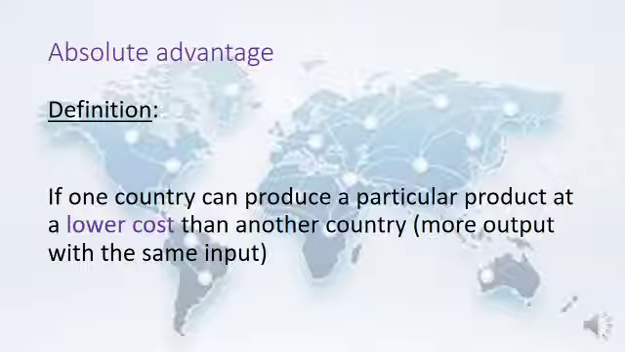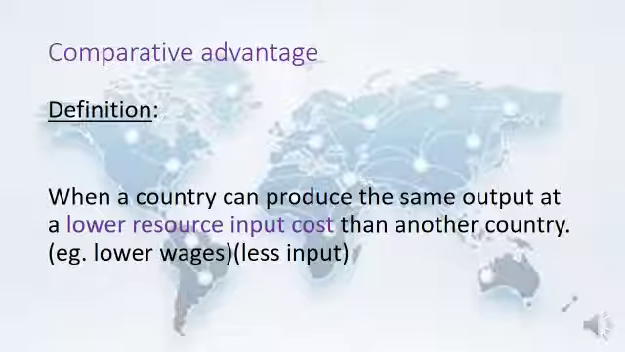So the definition of absolute advantage is if one country can produce a particular product at a lower cost than any other country. So therefore, they're producing more output with the same input. Sorry. Comparative advantage is when a country can produce the same output at a lower resource input cost, meaning the resources that they use, it might be the same amount of units that they use or more units that they use to produce that output, but it is cheaper to pay for that input than another country. So for example, a place where the wages are lower.